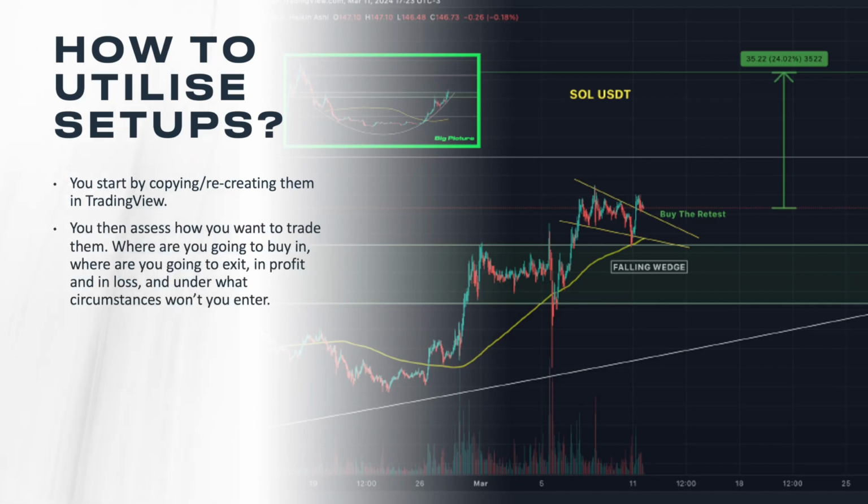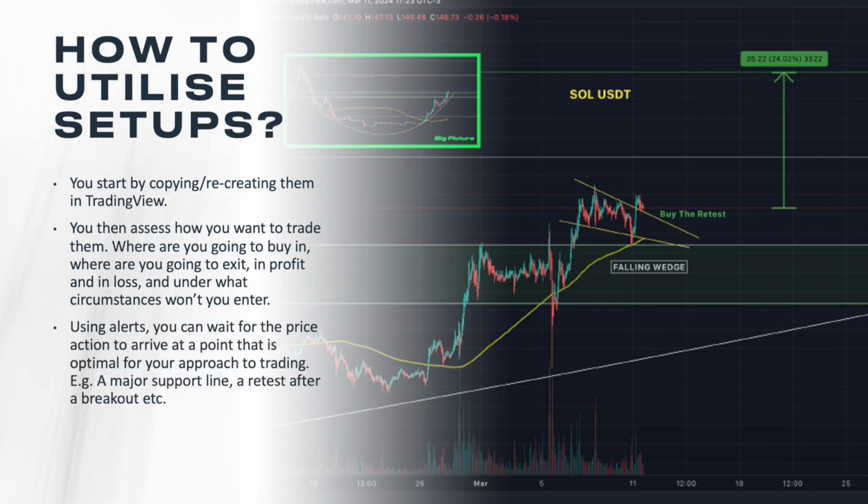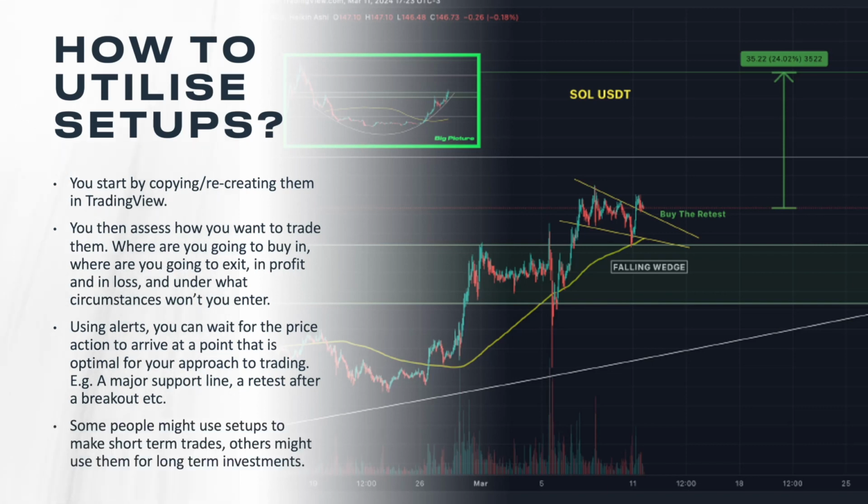You then assess how you want to trade them. Where are you going to buy in? Where are you going to exit in profit and in loss? And under what circumstances won't you enter? And using alerts, you can wait for the price action to arrive at the point that is optimal for your approach to trading. For example, a major support line or a retest after a breakout, which was the premise of this setup. And of course, some people might use setups to make short-term trades. Others might use them for long-term investments. That's completely up to you.